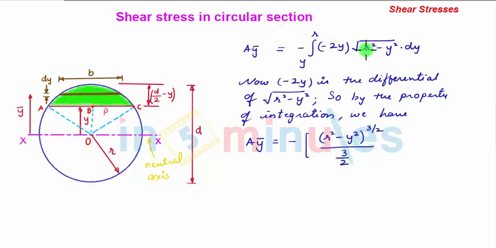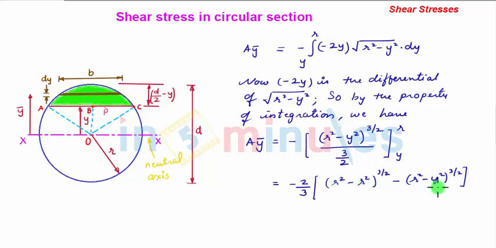Now since the square root of r square minus y square is r square minus y square to the power 1 by 2, when we integrate it we get r square minus y square to the power 3 by 2 and 3 by 2 in the denominator, within the limits r to y. Now this is equal to minus of 2 by 3 times r square minus r square to the power 3 by 2 minus r square minus y square to the power 3 by 2. This we obtain by applying the limits. So we have A y bar is equal to, this minus sign and this minus sign get cancelled, so 2 by 3 r square minus y square to the power 3 by 2.